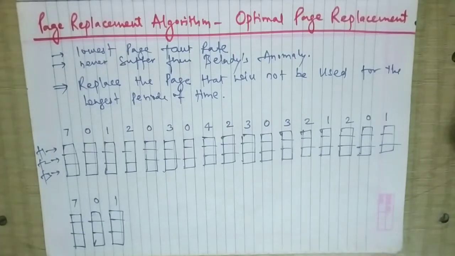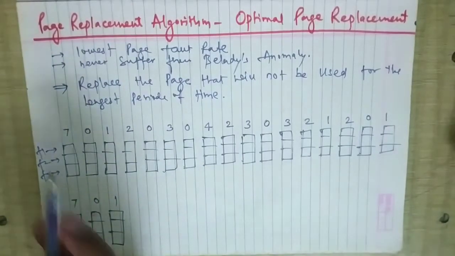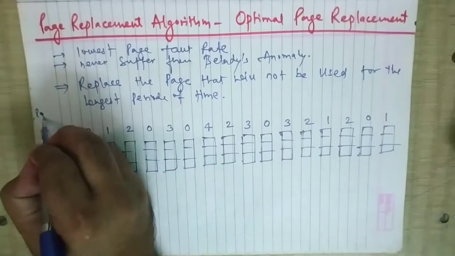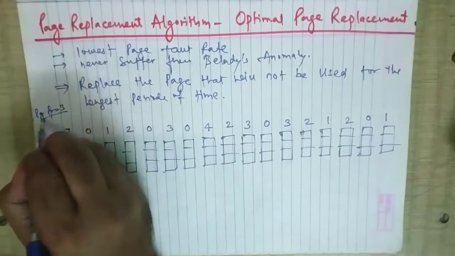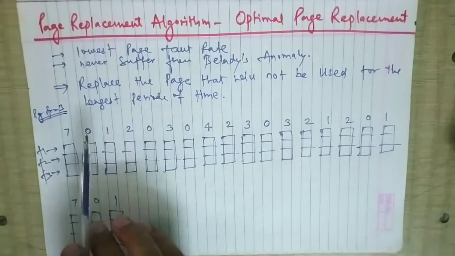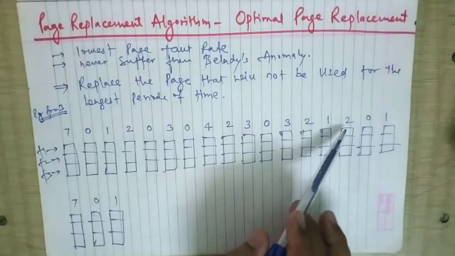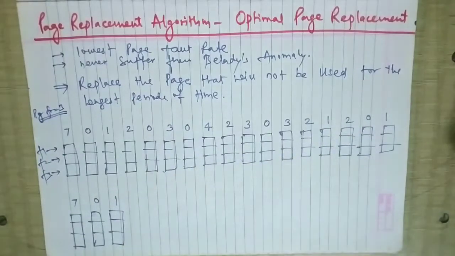Okay, so let us take one example. From the example, you will easily understand the concept and the working of optimal page replacement algorithm. Let us consider the reference string and the page frame as 3. So page frame is equal to 3. We have already taken, as you can see, the reference string 7 0 1 2 0 3 0 4 2 3 0 3 2 1 2 0 1 7 0 1. This is the reference string which was there in your book, so we have taken the same one.